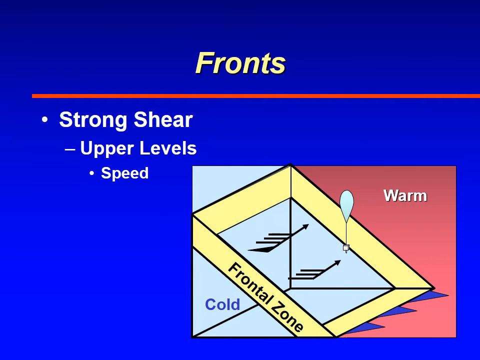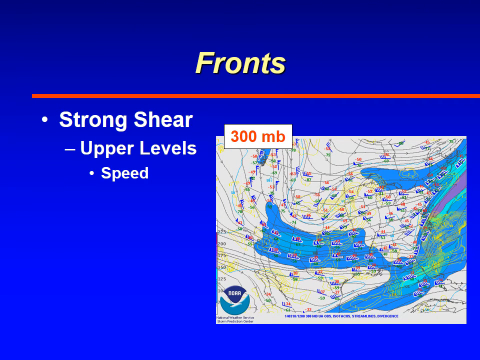Up high, most of the shear is a result of speed, not so much changing direction, but more speed. So as you go up, you should see an increase in wind speed. That's what you see here up at the 300 millibar level, about 30,000 feet. This is for that case over Oklahoma. There was a strong front, and so you see a strong shear.